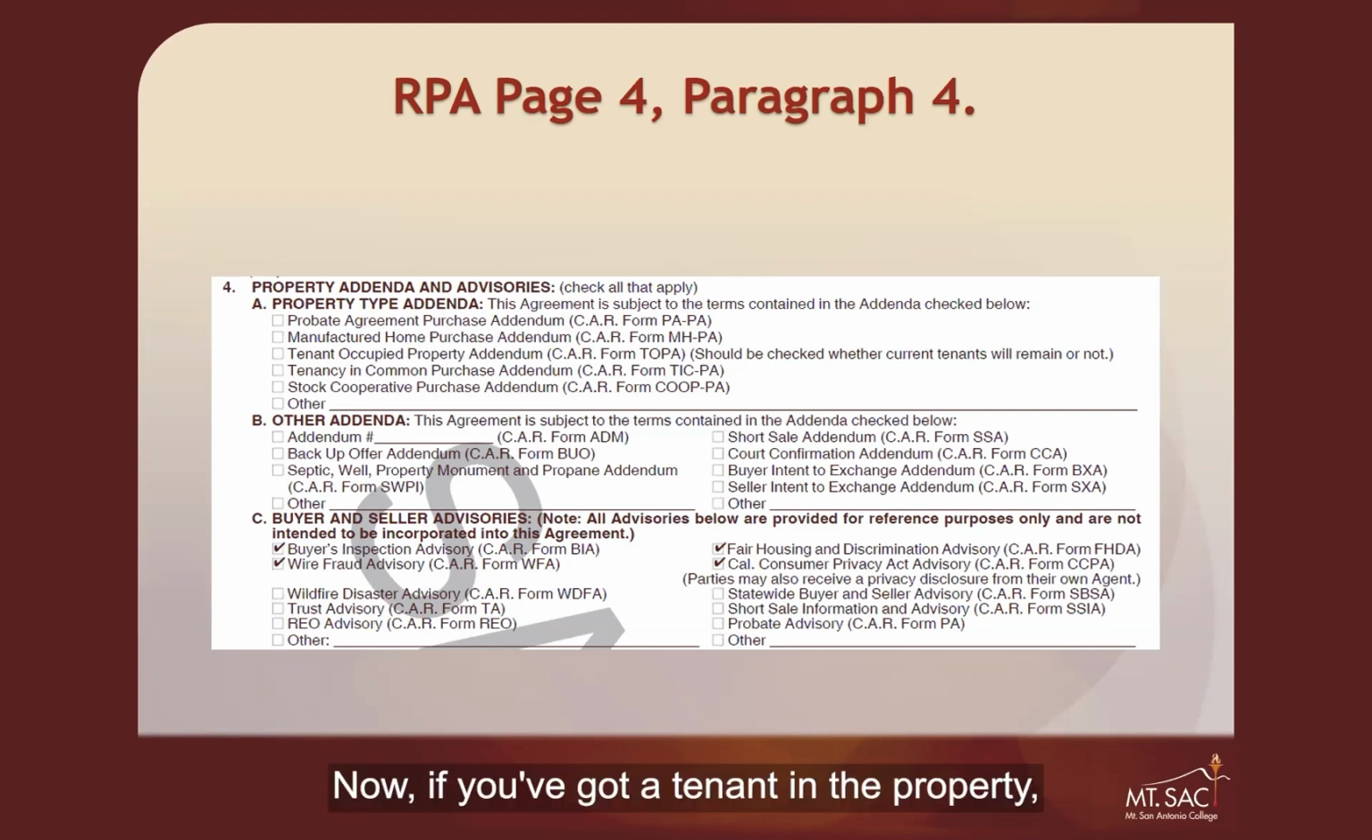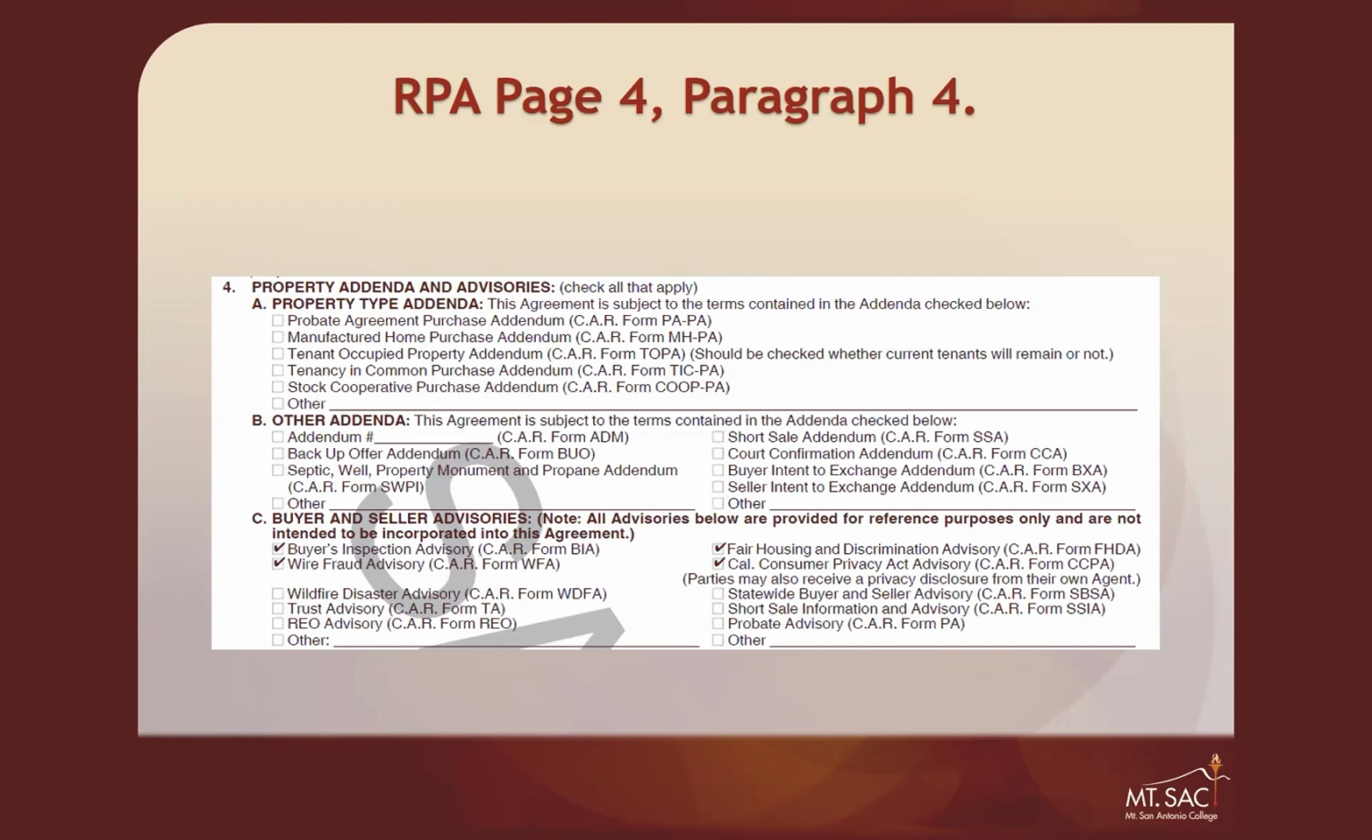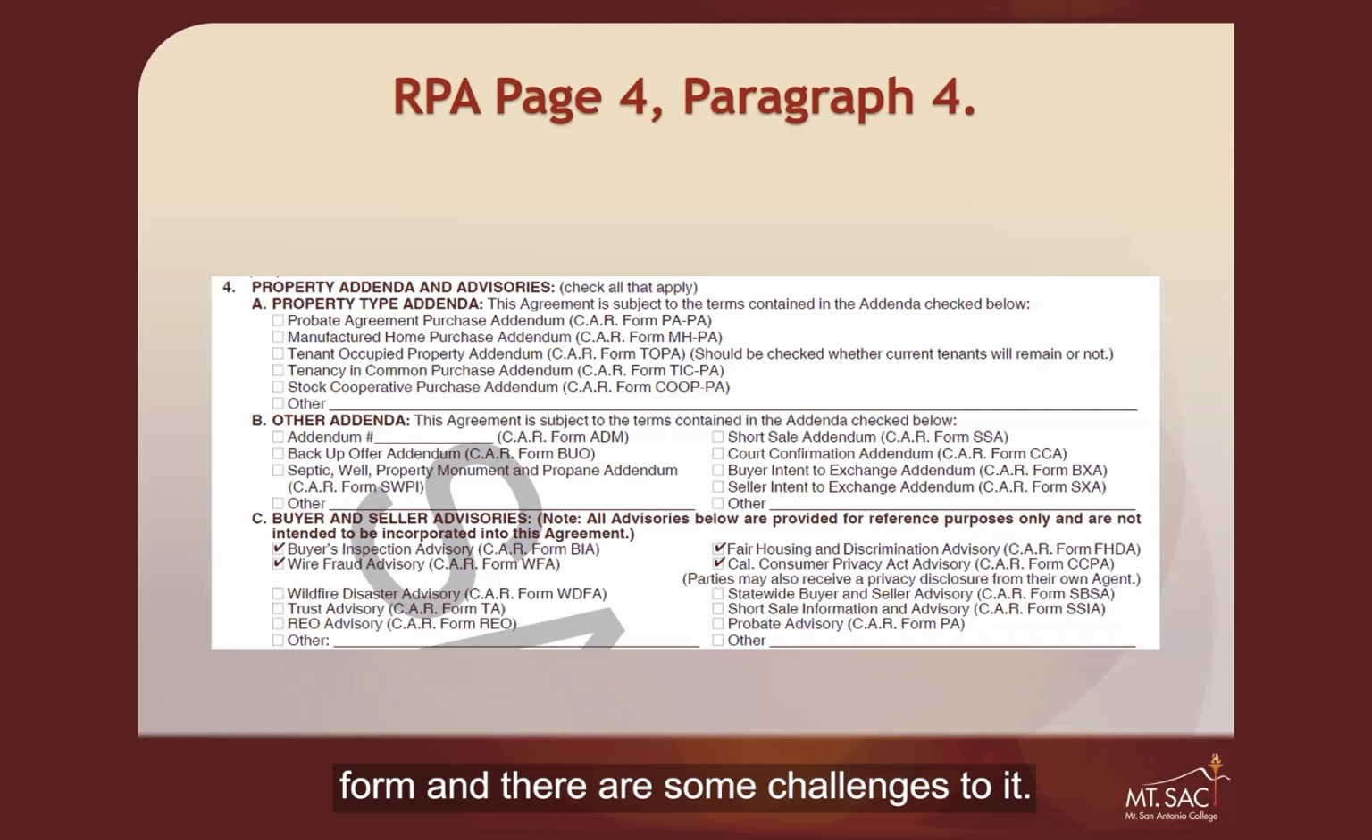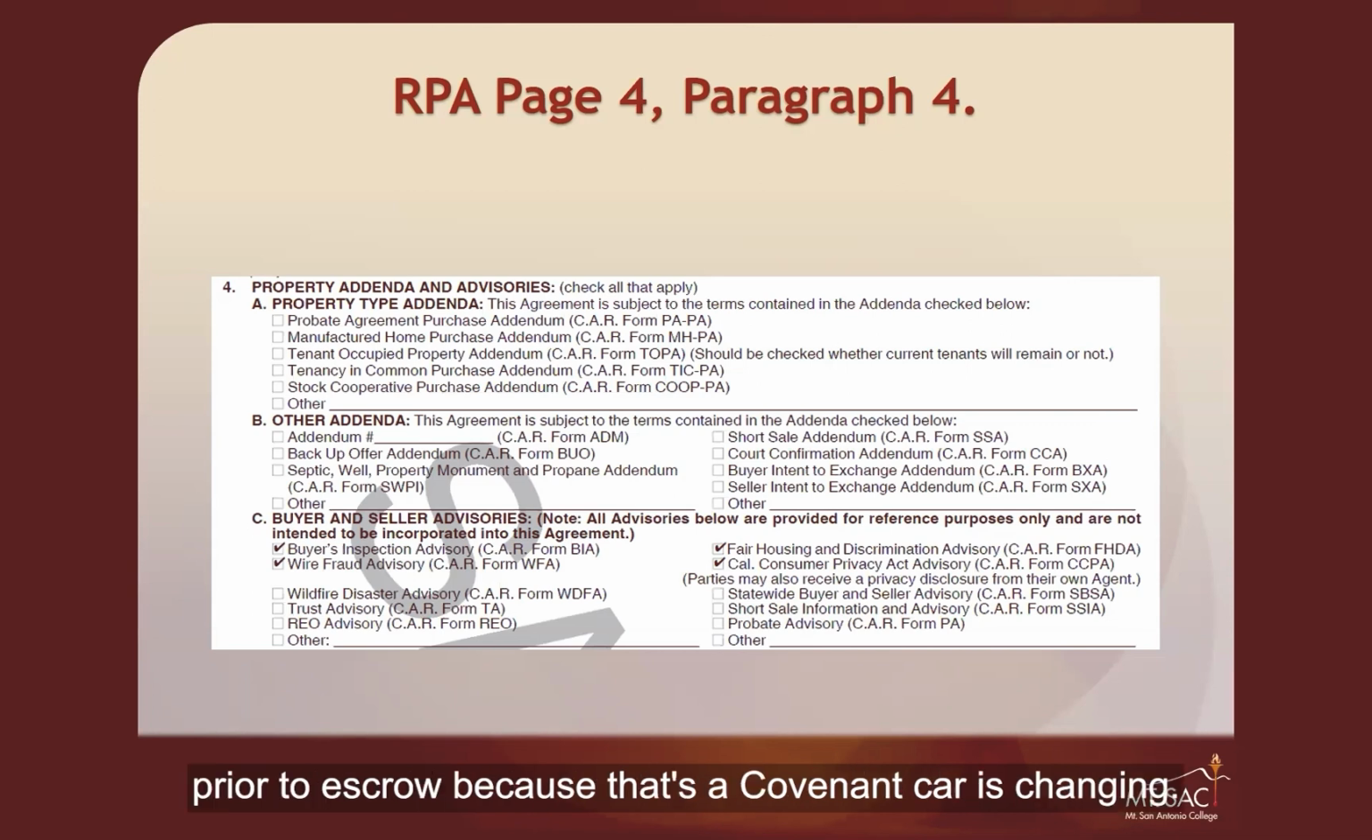Now, if you've got a tenant in the property, okay, we need to address that in the TOPA. Okay, so this is going to be a new form, and there's some challenges to it. We'll address it a little bit later, but currently in the current contract, the tenant needs to be out 5 days prior to close of escrow. Right? It is seller's responsibility to get the tenant out, which means the buyer could sue the seller if the tenant is not out of the property 5 days prior to escrow, because that's a covenant.